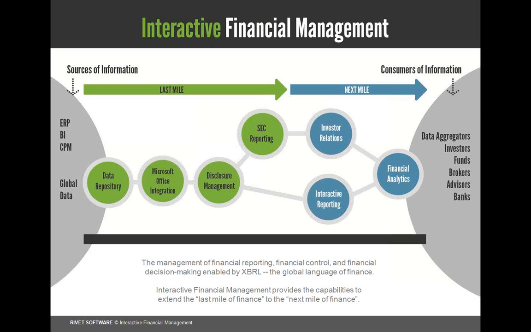consists of consumers of information. These are data aggregators, investors, anyone that's using public information to make decisions, business decisions, investment decisions, etc. Interactive financial management bridges the gap between the last mile of financial reporting and the next mile of financial information. Let me go through these bubbles briefly, and then we'll dig into some of the details.